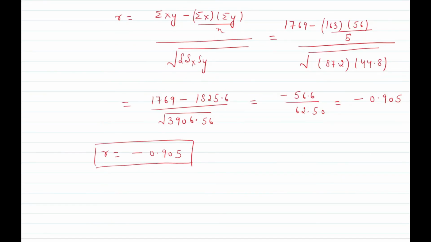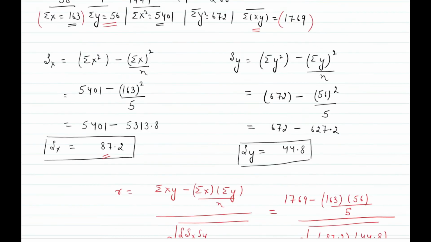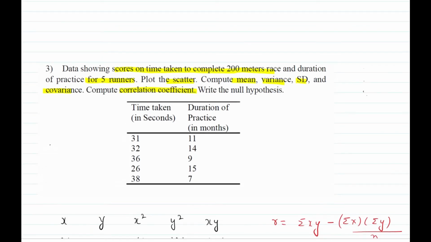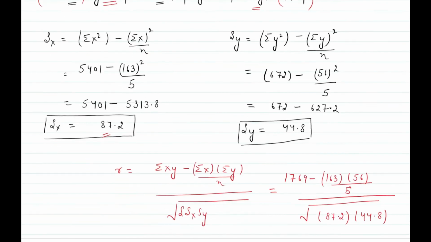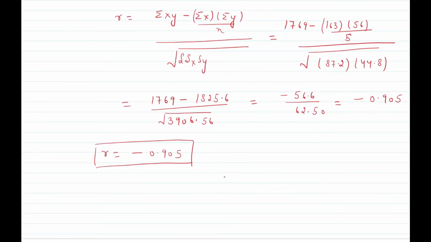Now in the question we have to calculate the mean, which we have calculated, and also the variance and standard deviation. Now we have to draw the scatter diagram. So let's see how to draw the scatter diagram. As you can see, my drawing is not so good. Let's try to draw it more precisely.